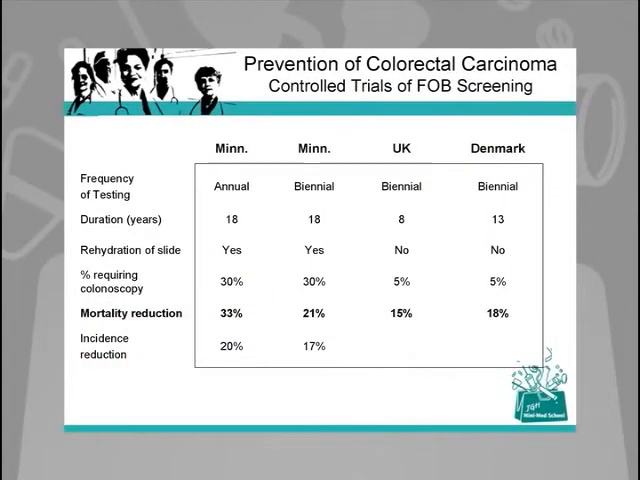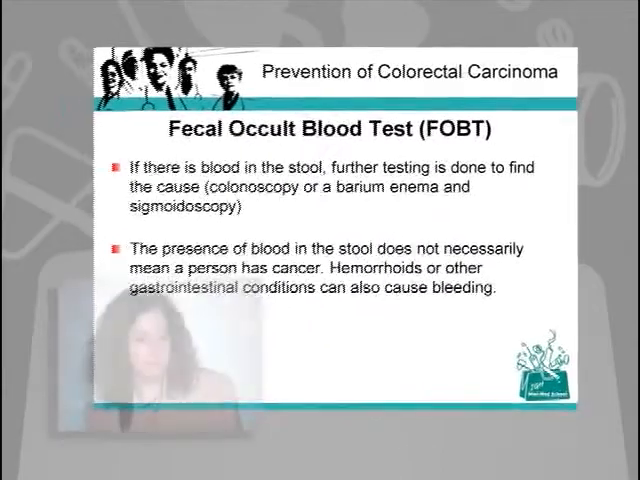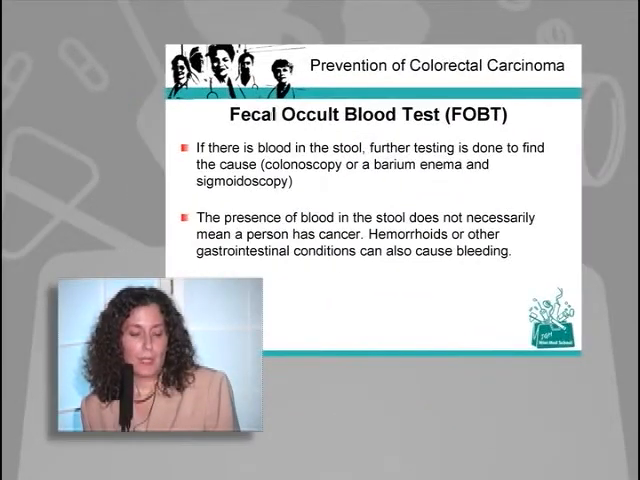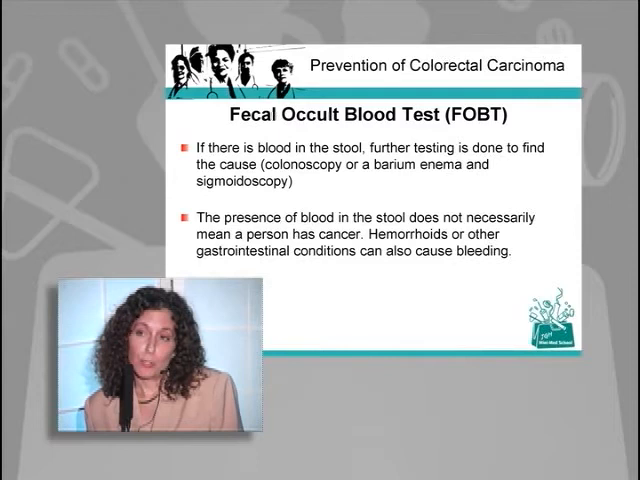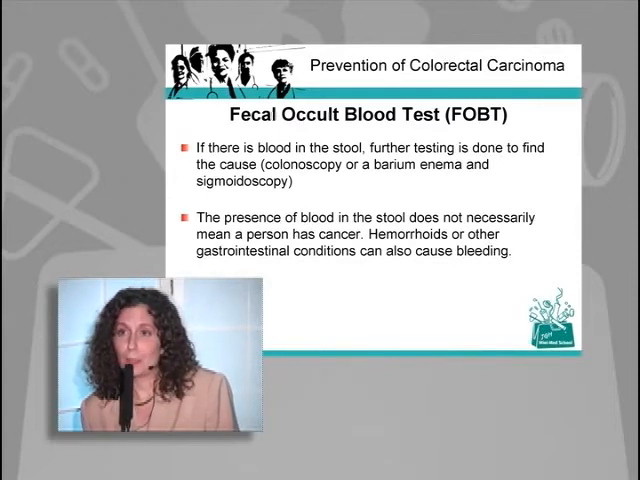There have been a number of controlled trials that showed the benefit of fecal occult blood testing and screening. One of the American studies in Minnesota showed that by performing it annually, the mortality rate decreases by 33%. If it's performed every second year, the mortality rate decreases by 21%. And the other studies have confirmed that. So, it does decrease the mortality rate, and it does decrease the incidence of colorectal cancer, but not by much, and you're still missing a lot of cancers.